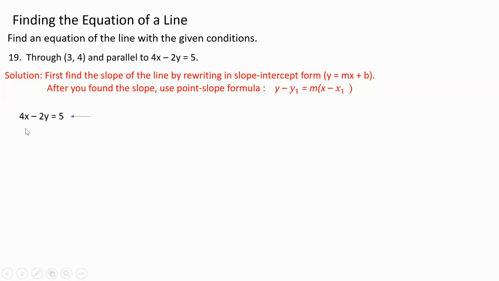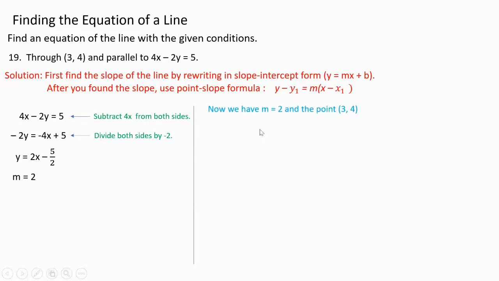So I'm going to subtract 4x from both sides. Then I'm going to divide every term by -2. This becomes y equals 2x minus 5 over 2. So my slope is equal to 2, right? So we have to find another line that's parallel to this line and is passing through the point (3, 4). So remember, parallel lines have the same slope.